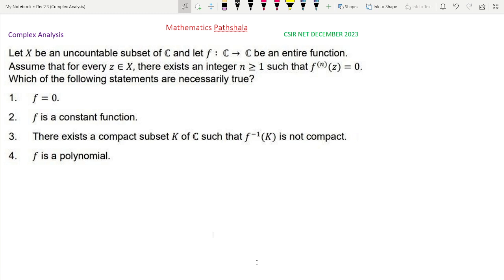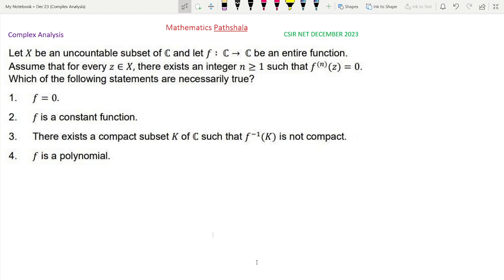Let X be an uncountable subset of C and f: C to C be an entire function. Assume that for every z belongs to X, there exists an integer n greater than or equal to 1 such that f^(n)(z) equals 0, that is, the nth derivative of f at z is 0. Which of the following statements are necessarily true?